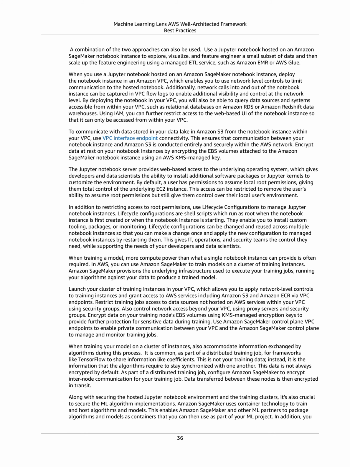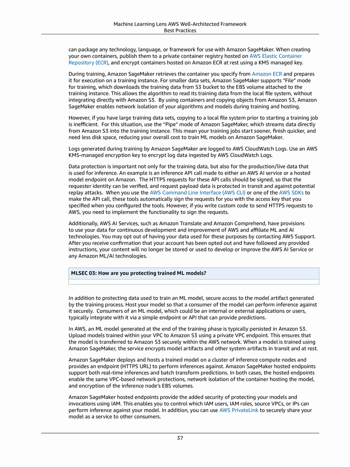Along with securing the hosted Jupyter Notebook environment and the training clusters, it's also crucial to secure the ML algorithm implementations. Amazon SageMaker uses container technology to train and host algorithms and models. This enables Amazon SageMaker and other ML partners to package algorithms and models as containers that you can then use as part of your ML project. In addition, you can package any technology, language, or framework for use with Amazon SageMaker. When creating your own containers, publish them to a private container registry hosted on AWS Elastic Container Registry, ECR, and encrypt containers hosted on Amazon ECR at rest using a KMS managed key.